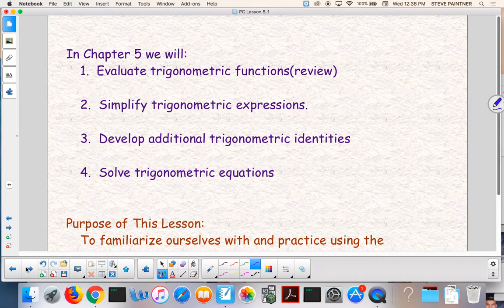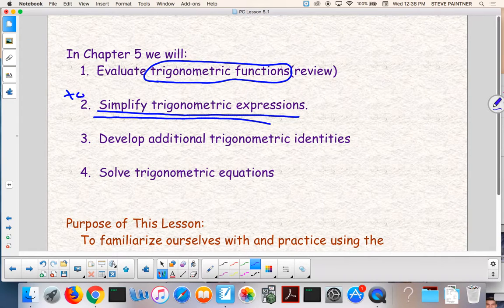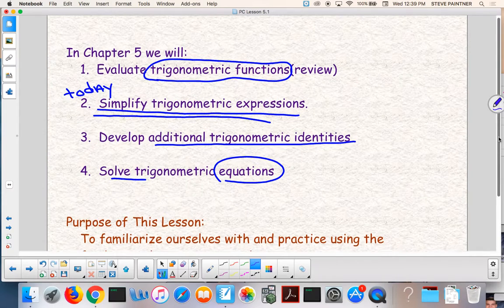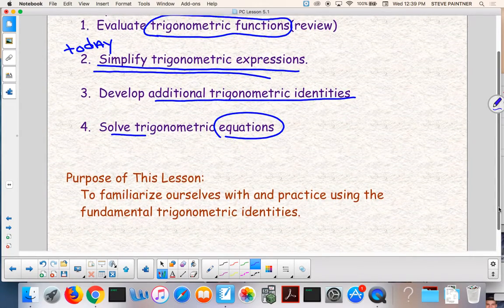Okay, today you're going to evaluate trig functions. You're going to use your identities to evaluate them and simplify trig expressions. So this is pretty much today. Tomorrow, Friday, and Monday next week, there'll be additional trig identities coming up later in the chapter, and then solve trig equations. That's still a week and a half away. Purpose of this lesson: to familiarize yourself with and practice using fundamental trig identities.